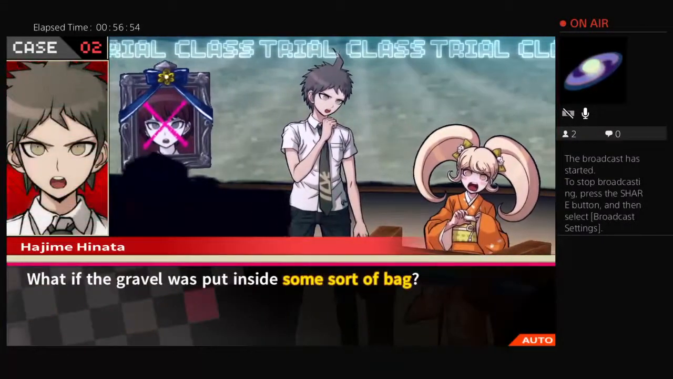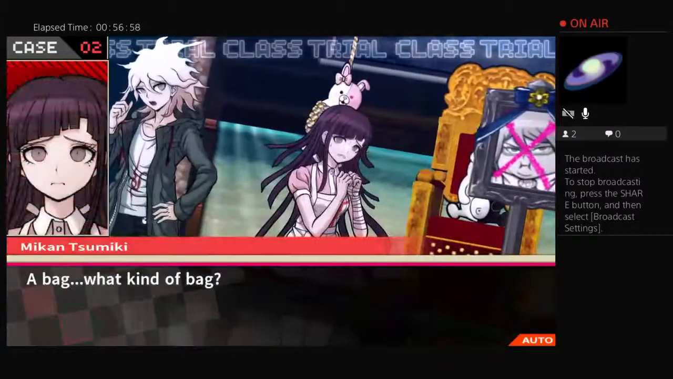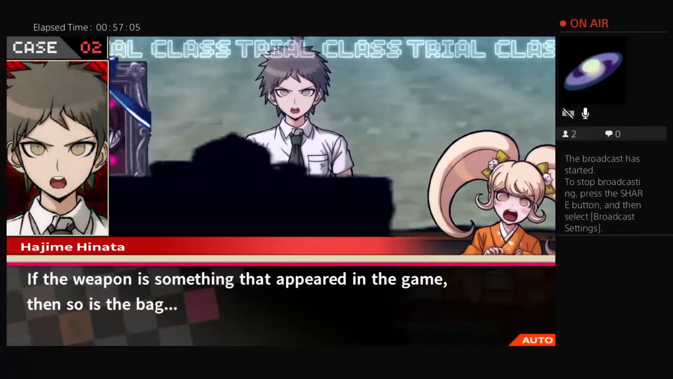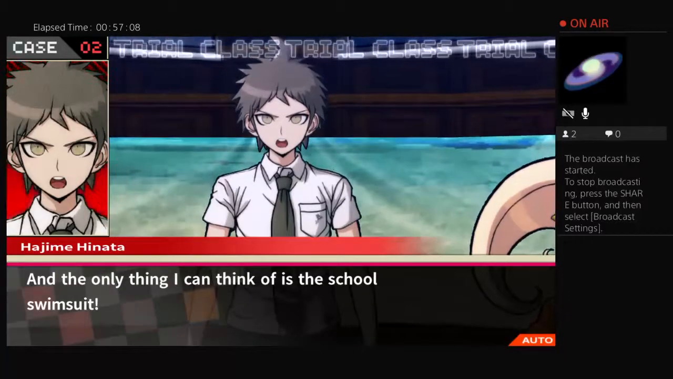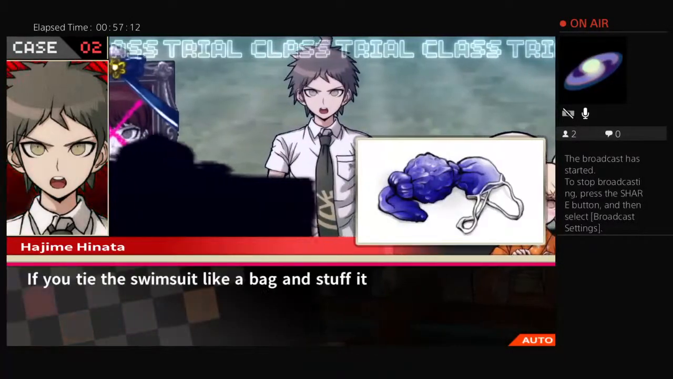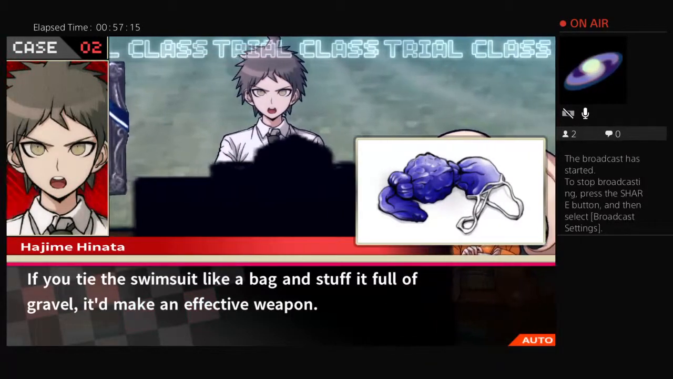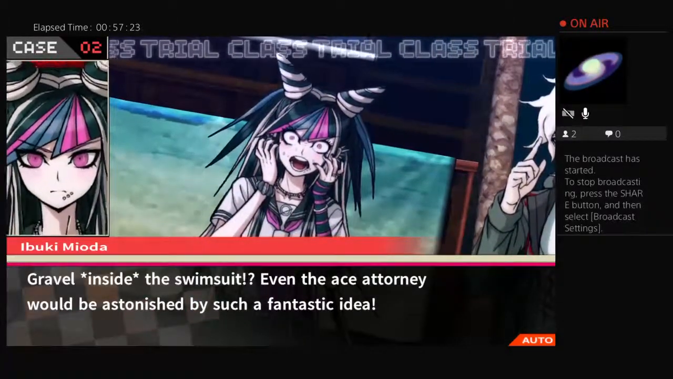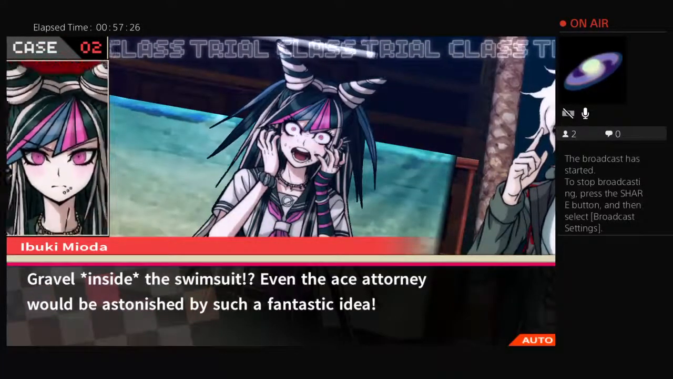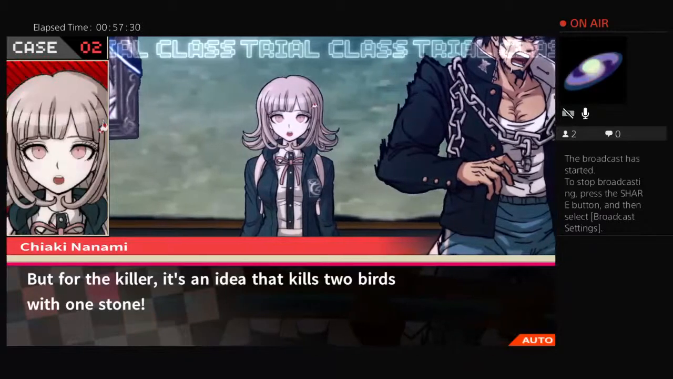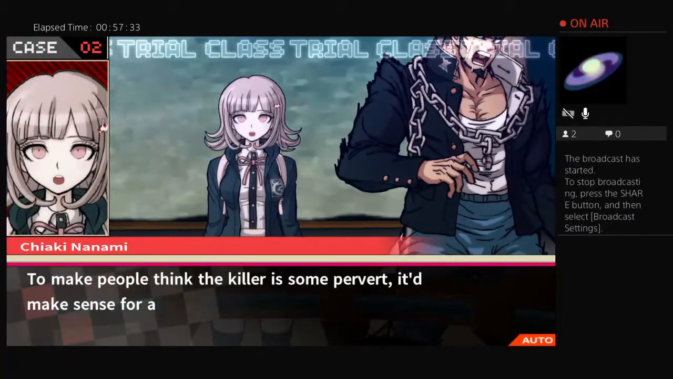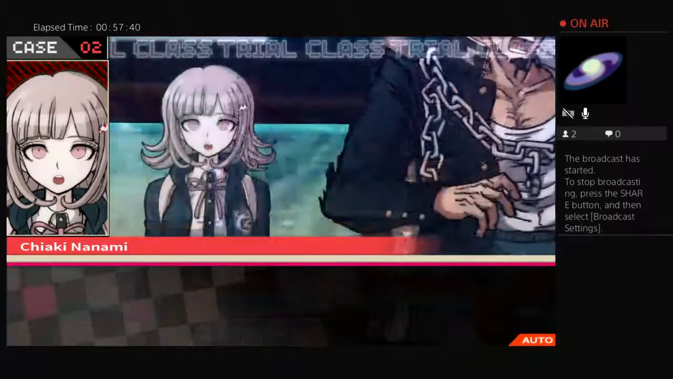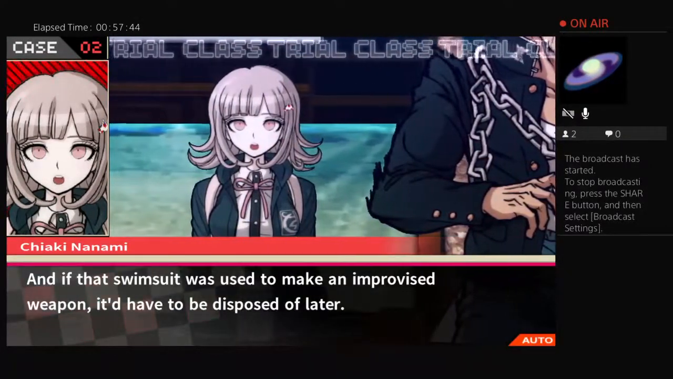What if the gravel was put inside some sort of bag? If the weapon is something that appeared in the game, and so is the bag, the only thing I can think of is the school swimsuit. If you tie the swimsuit like a bag and stuff it full of gravel, it'd make an effective weapon. Gravel inside the swimsuit? Even the ace attorney would be astonished by such a fantastic idea! But for the killer, it's an idea that kills two birds with one stone. To make people think the killer is some pervert, it makes sense for a school swimsuit to be stolen. And if that swimsuit was used to make an improvised weapon, it has to be disposed of later.